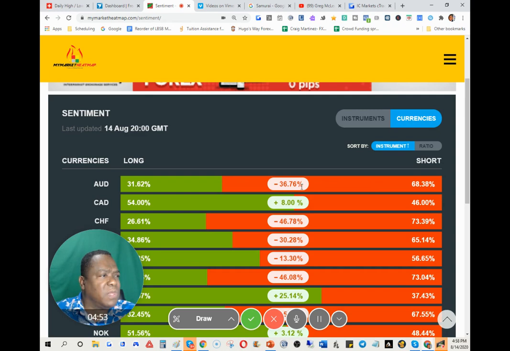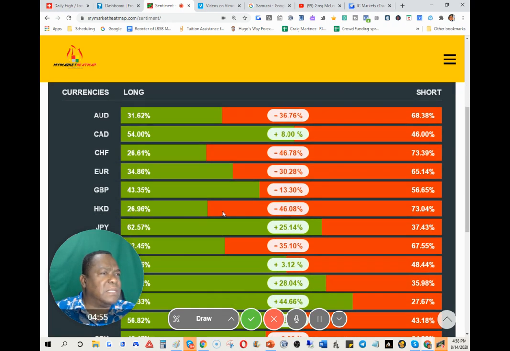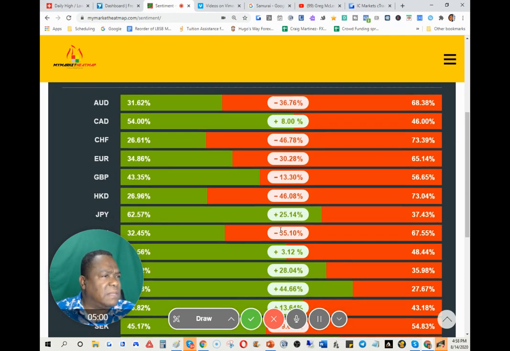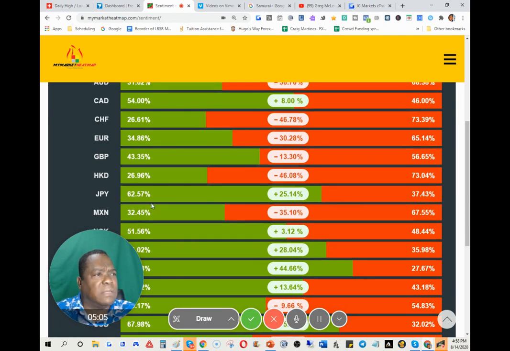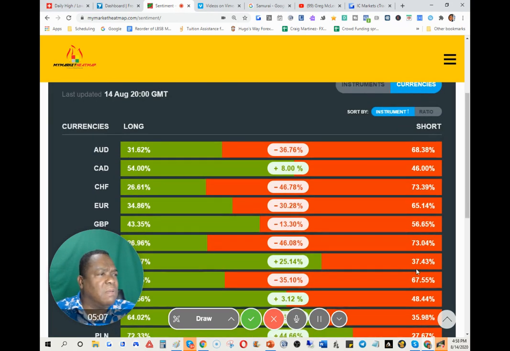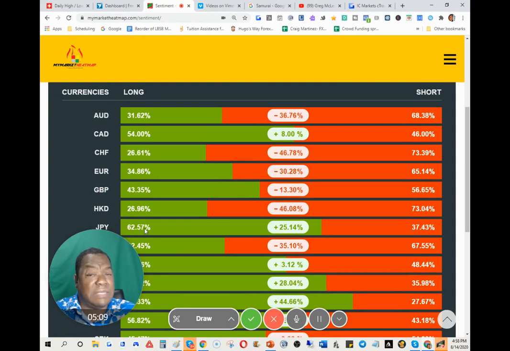difference between the two. Another one that's pretty big is the Japanese yen. 62% of the people are long yen, and we could pair the yen against the Aussie. You've got a lot of people who are long yen and short Aussie. You put Aussie yen together, then you're going to have a very strong trend, because a lot of people are long the yen.